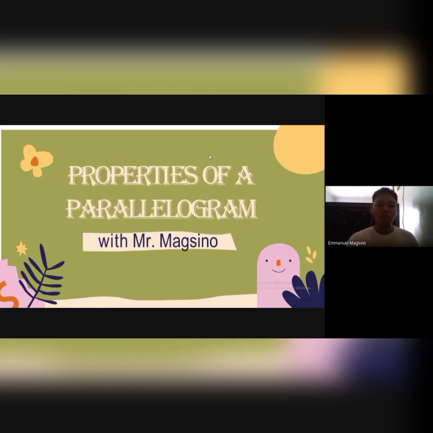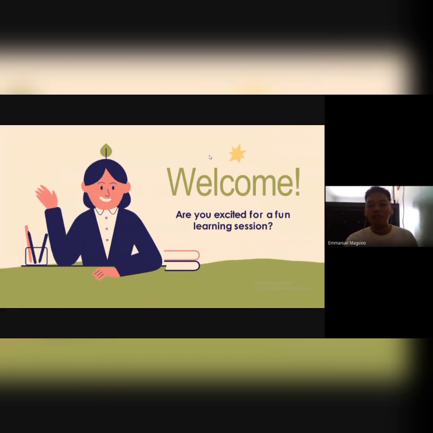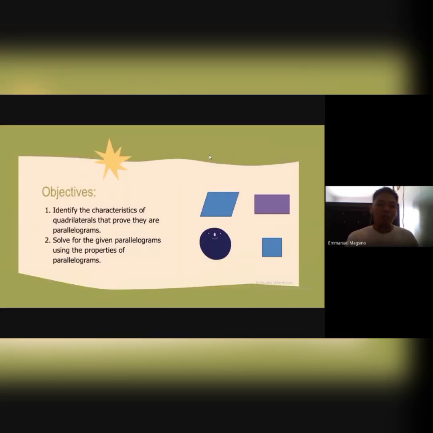Now, let us proceed to our next lesson about properties of a parallelogram. Are you excited for our fun learning session for today? If you are ready, here are the objectives. Number 1, identify the characteristics of quadrilaterals that prove they are parallelograms. And solve for the given parallelograms using the properties of parallelograms.